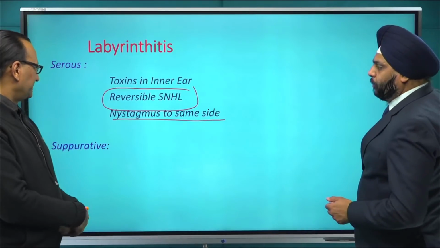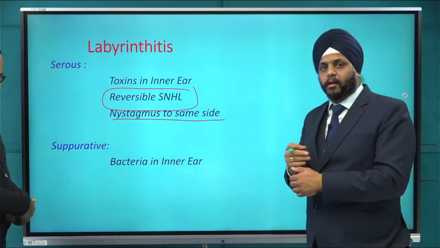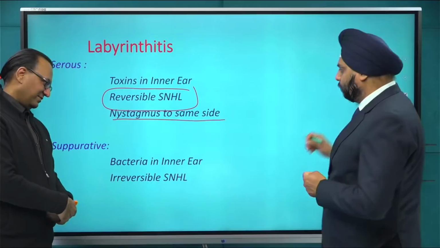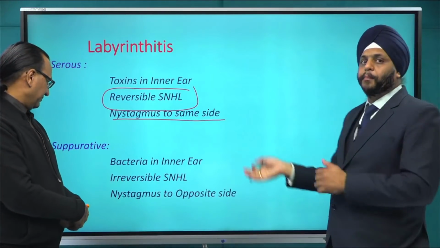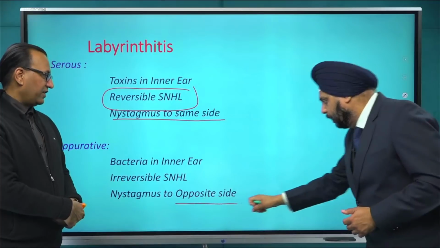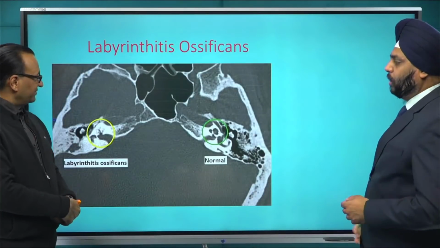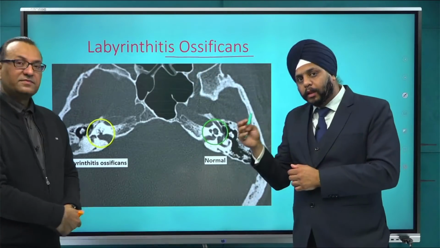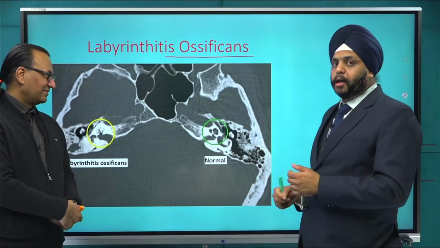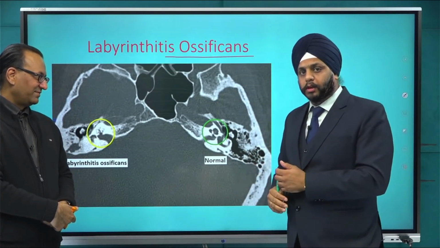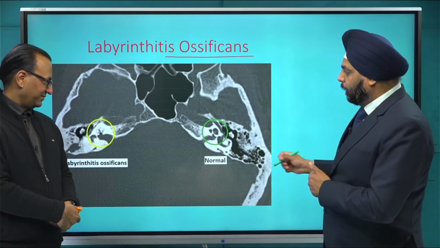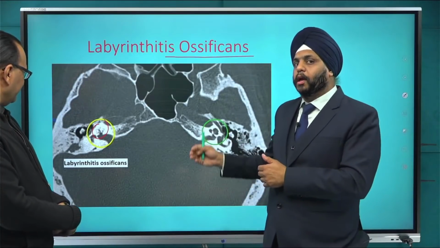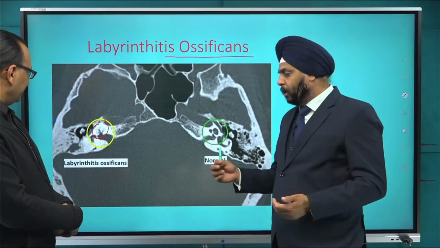Okay, and then we have the suppurative labyrinthitis where the bacteria go into the inner ear. Now this is going to be irreversible sensorineural hearing loss, and now the nystagmus is to the opposite side. So this is how we clinically identify it. One more last thing is labyrinthitis ossificans. This is an entity which follows later on labyrinthitis, where the inner ear starts undergoing ossification. So post-inflammation, there is calcification and ossification, and we have a white-out inner ear, and this leads to a progressive sensorineural hearing loss after an episode of meningitis or labyrinthitis.